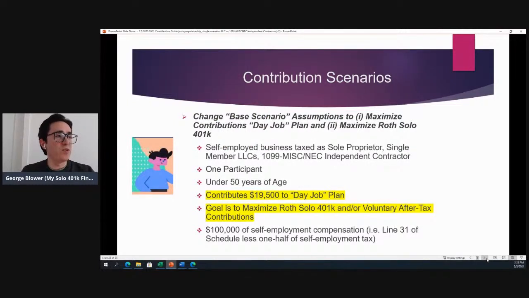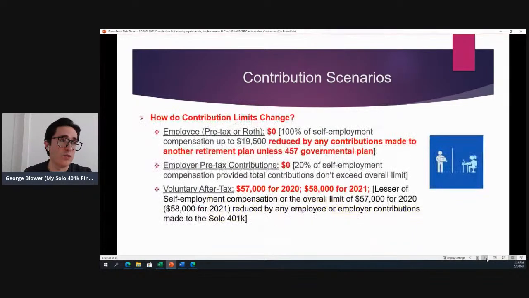So let's go back to the base. Now the person is back to being under 50 years of age. They contribute $19,500 to their day job plan, but here they want to maximize the Roth or voluntary after-tax contribution. So they already maximized and used up their employee bucket under their day job. They don't want to make any employer contributions because they're not interested in making pre-tax contributions. So this person would really make the entire contribution as an after-tax contribution. So that's $57,000 for 2020 or $58,000 for 2021.